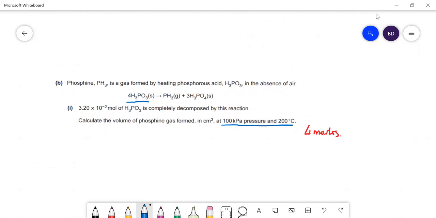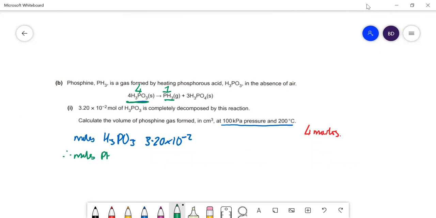We're going to need to use the ideal gas equation here. Let's do the first bit. So let's work out the moles of phosphorus acid, moles of H3PO3. Well, they tell us that it's 3.20 times 10 to the minus 2. The equation shows us that 4 moles of this gives us 1 mole of phosphine. So therefore, the moles of phosphine, we've got to divide that number by 4. 3.2 times 10 to the minus 2 divided by 4 is equal to 8.0 times 10 to the minus 3 moles.